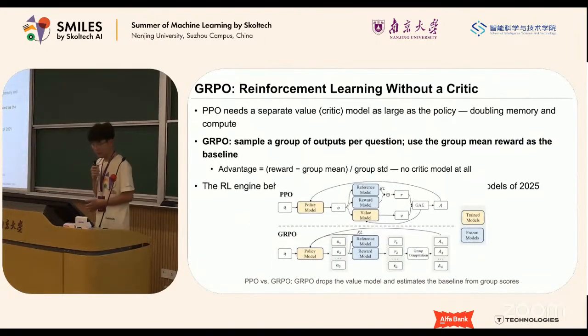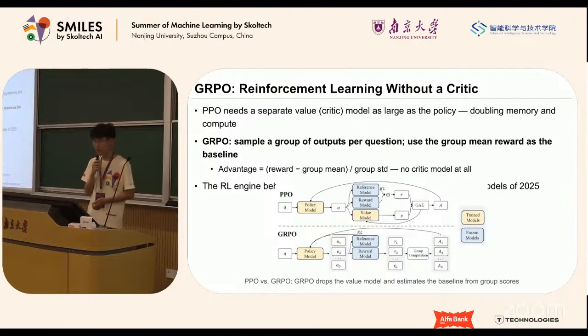DeepSeek R1 was made possible by Group Relative Policy Optimization, or GRPO. Traditional PPO needs a separate value critic model, which is often as large as the policy network, which doubles the memory requirements for training. GRPO eliminates the critic model by sampling a group of rollouts for each question, and using the group mean reward as the baseline, calculating advantage based on relative performance. This has become a key training method for existing open source reasoning models.